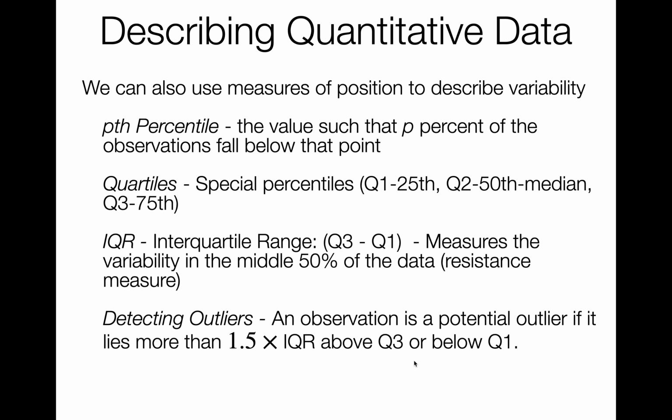Okay. Now, another thing that these percentiles, quartiles, and IQR-ish type stuff are good at are describing or detecting outliers. Okay? So, an observation is a possible outlier or potential outlier if it lies more than 1.5 times the IQR above Q3 or below Q1. Okay? Again, that may not make so much sense. I'll have you do a reading assignment that explains that much more clearly. Okay.